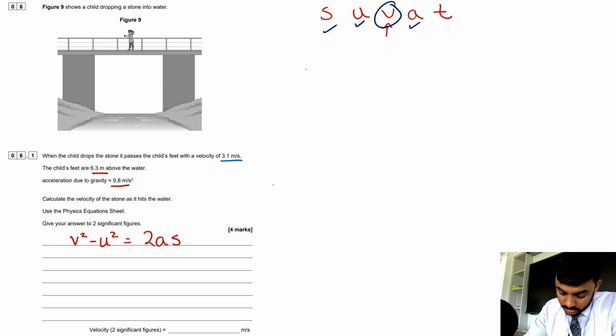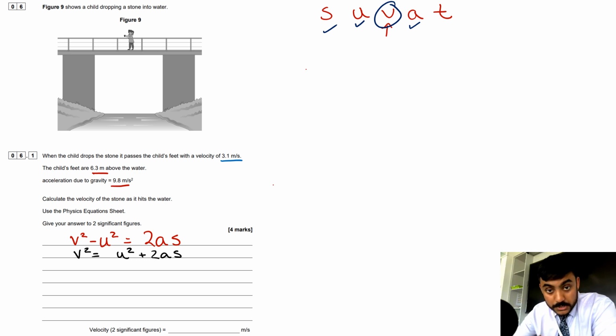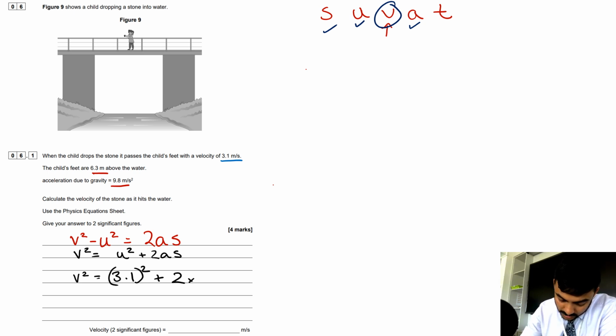That has S, U, A, and V, and we just have to find V. Quite simply, we can rewrite this equation as V squared is equal to U squared plus 2AS, because I moved the minus U squared over onto the right hand side when it becomes a positive U squared. Then substitute my numbers in for all of the values that I have. V squared, I don't have, is equal to 3.1 squared plus 2 times acceleration, 9.8, times 6.3, which is the distance above the water.